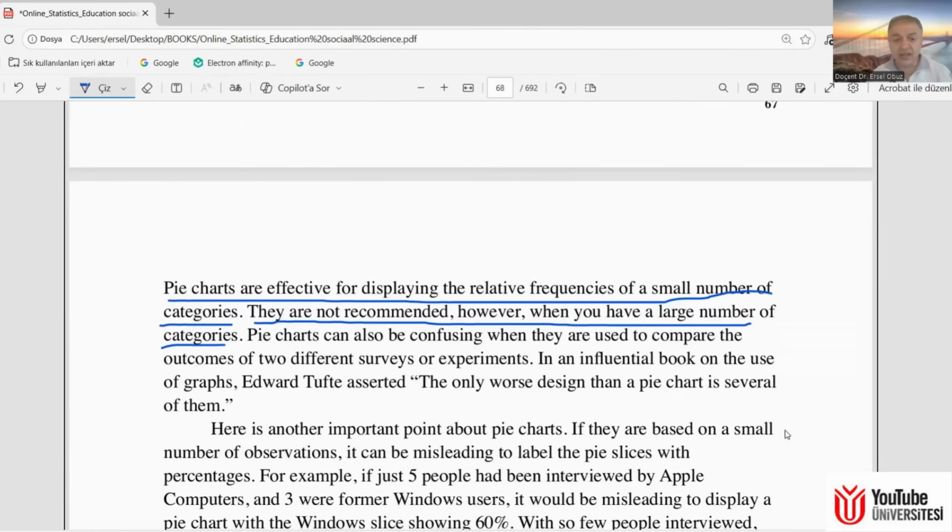Pie charts are really effective for displaying the relative frequency of a small number of categories. This is really important: small number of categories. They are not recommended, however, when you have a large number of categories. If you have, like, 10 categories, the pie chart is going to be a mess. So when you have a smaller number of categories, a pie chart is really preferred.